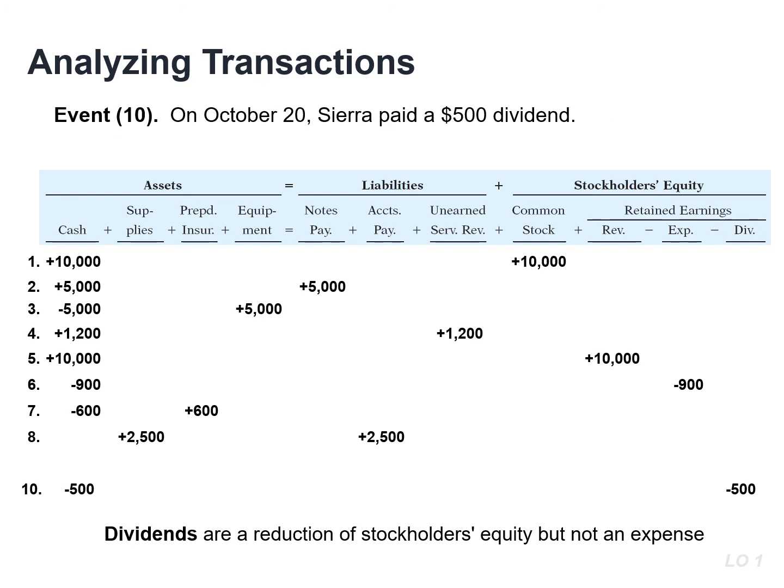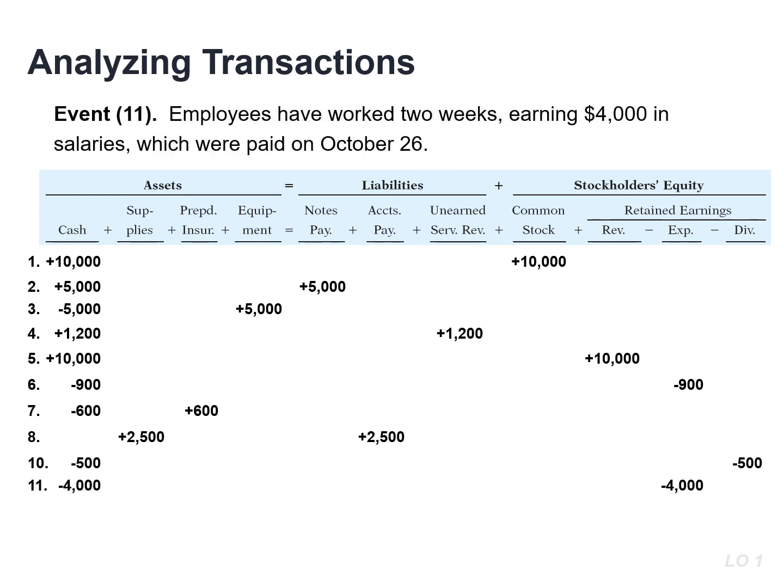Dividends are a reduction of stockholders' equity, but not an expense. Dividends are not included in the calculation of net income. A dividend is a distribution of the company's assets to its stockholders. Salaries and wages expense is an expense that reduces stockholders' equity. In this transaction, both assets and stockholders' equity are reduced.